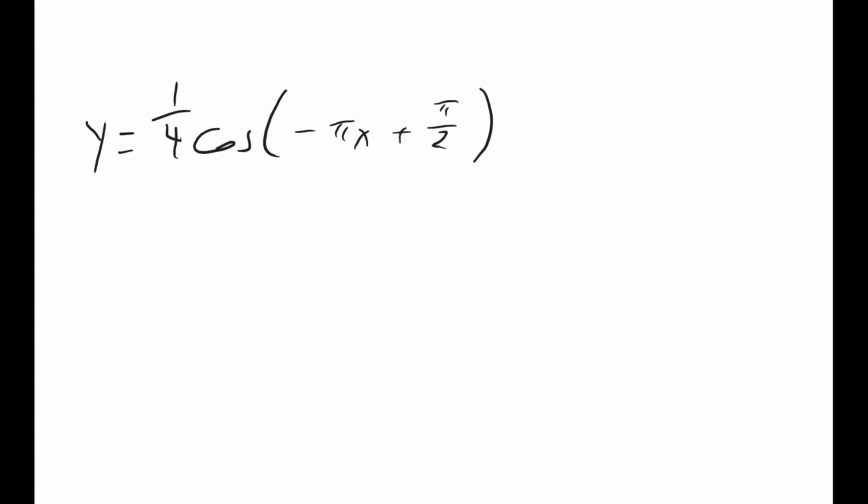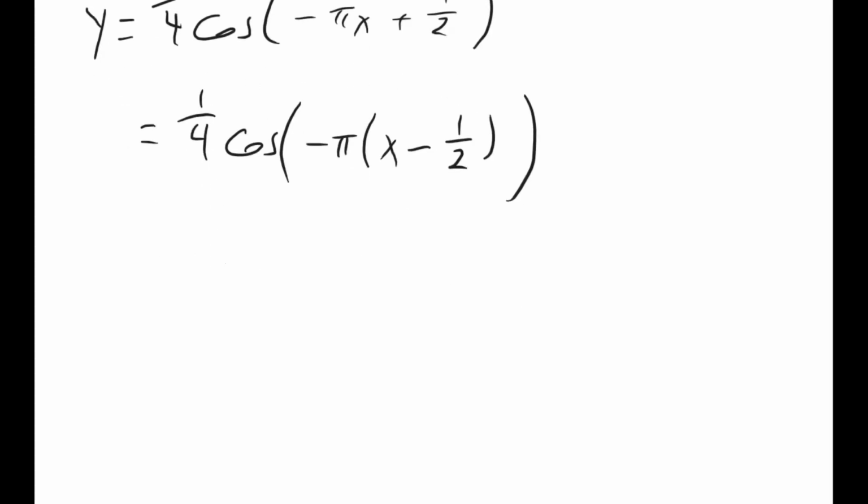Okay, so let's get this into our general form first. Y equals 1/4 cosine of negative pi x plus pi over 2. So let's factor out the negative pi in the arguments. So it'll be x minus half. That'll be that, okay?